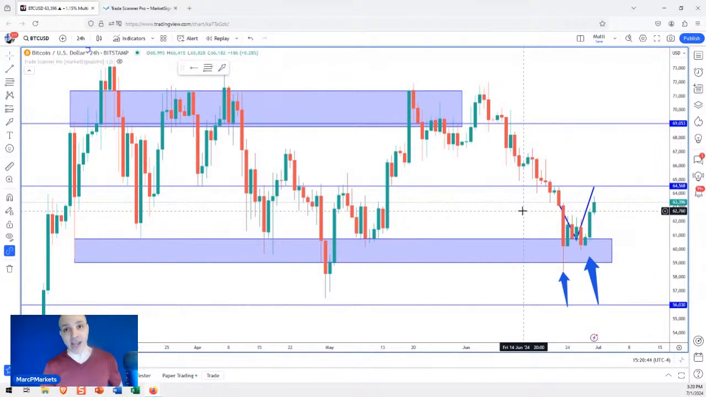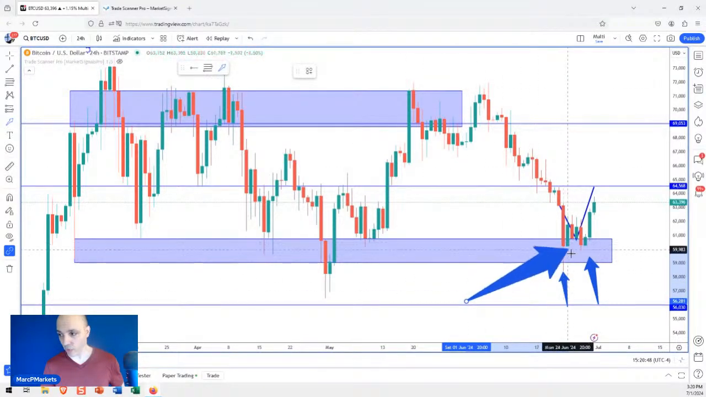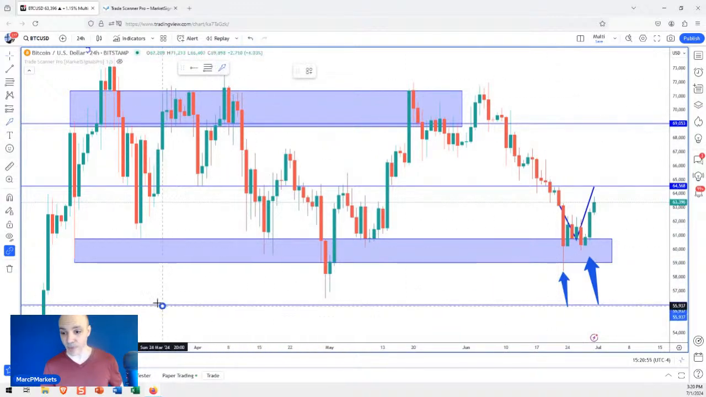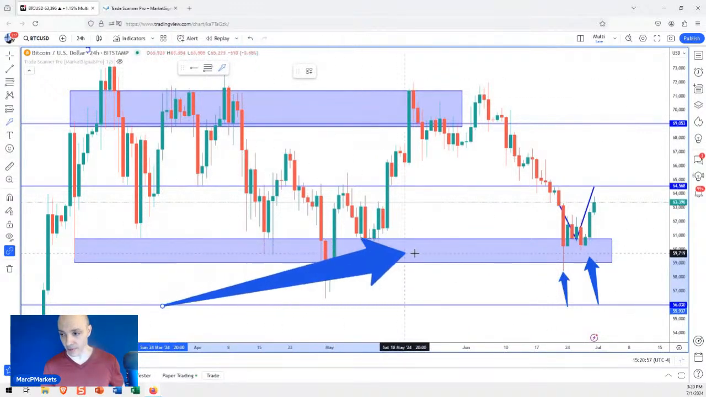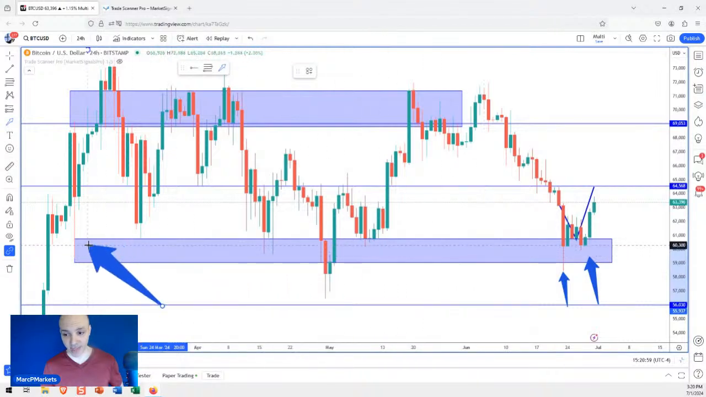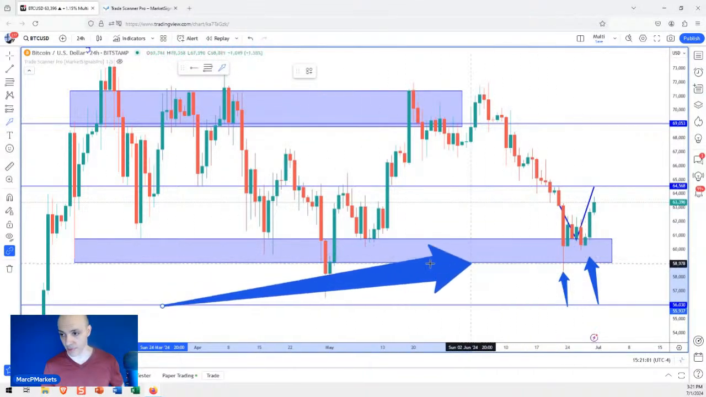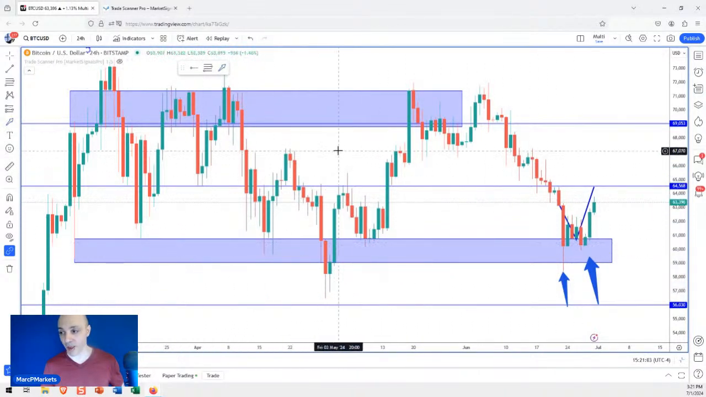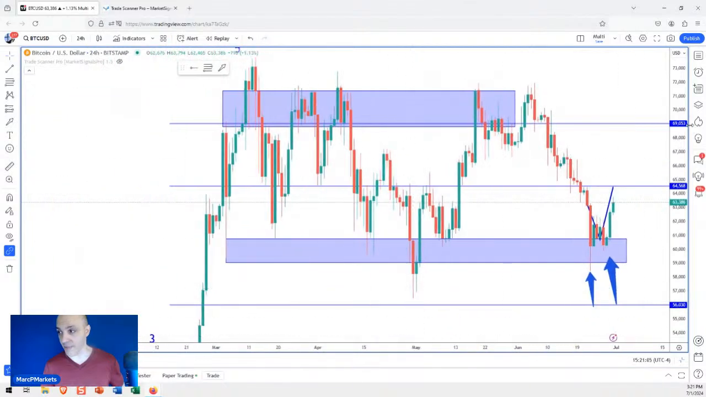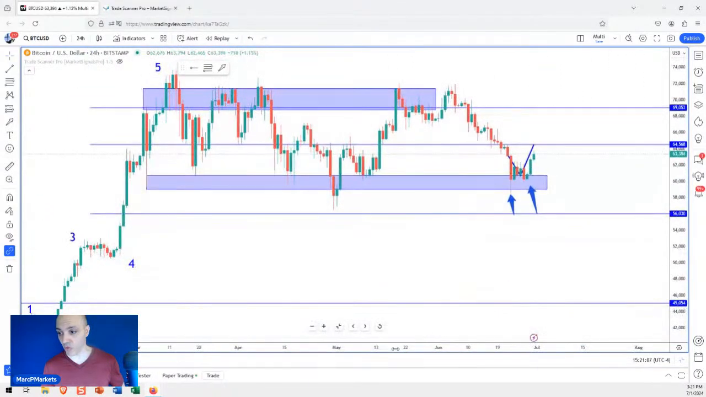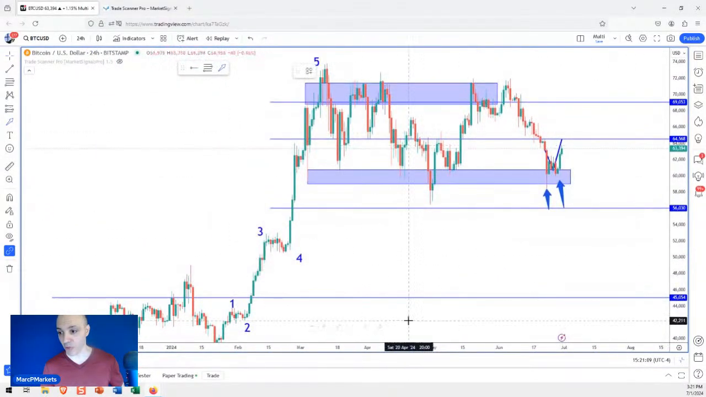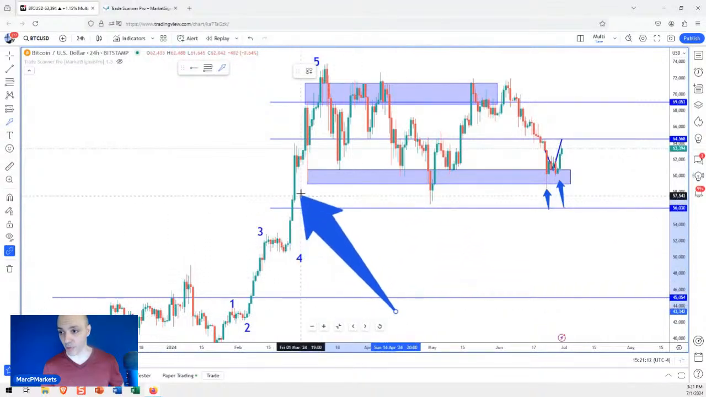And why I thought that was simply for one reason. We were fooling around in this support area. The 60K area is a major support. This level has been on my charts for months, not a couple of days, months. So we shouldn't be surprised when the market revisits a major support level within the context of a broader bullish trend. This trend is still bullish.